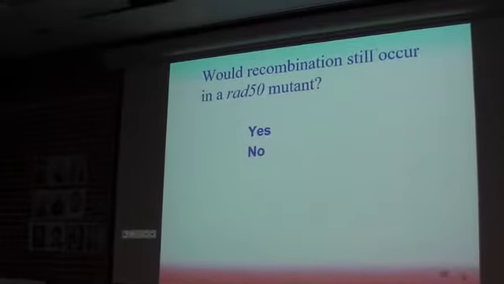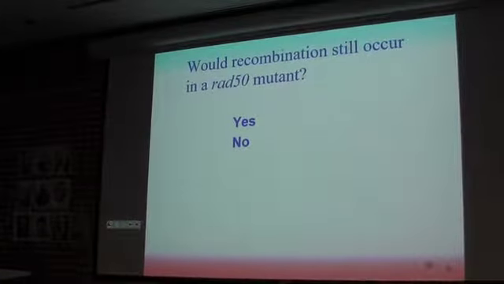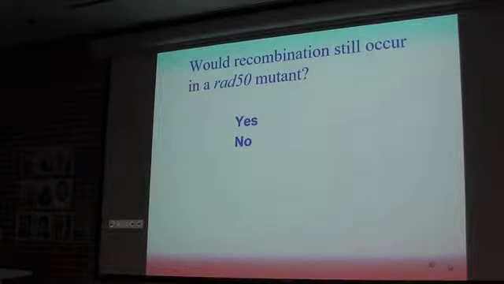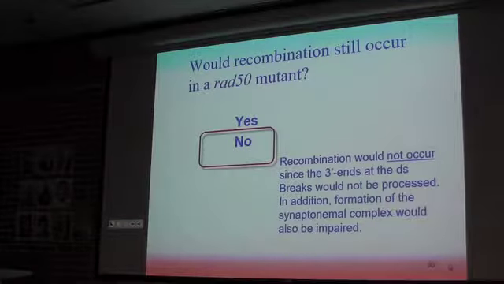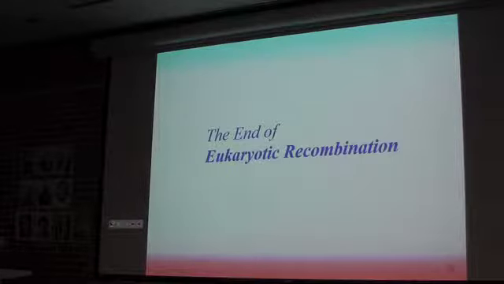Will recombination still occur in a RAD50 mutant? What is RAD50? That's that resection. That's before RAD51, the one that chews back the ends. That is no, because the slide said it was no. Let's see what it says here. Recombination would not occur since the 3' ends would not be processed, so you wouldn't have a protruding end, so you couldn't get recombination. That's a lot better reason than I just memorized the slide. And this is the end of part 1 of recombination.